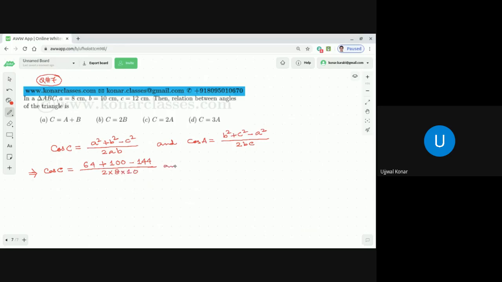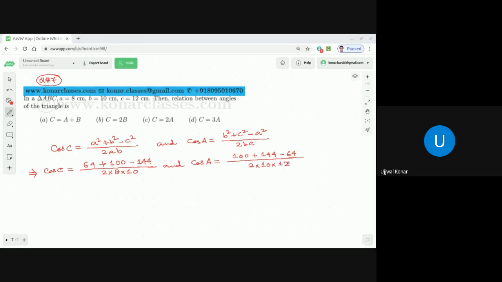And cos A is equal to b square plus c square minus a square. B square is 100, plus c square, which is 144, minus a square, which is 64, divided by 2BC. So 2 into B is 10 and C is 12.